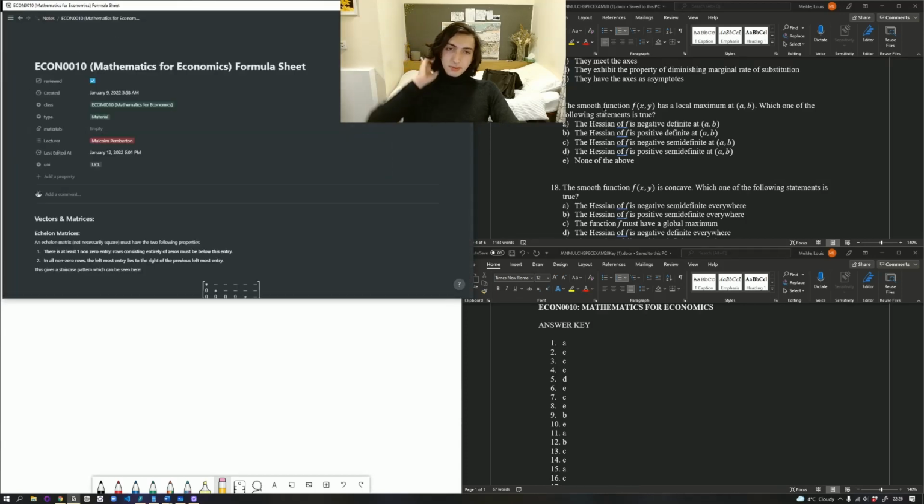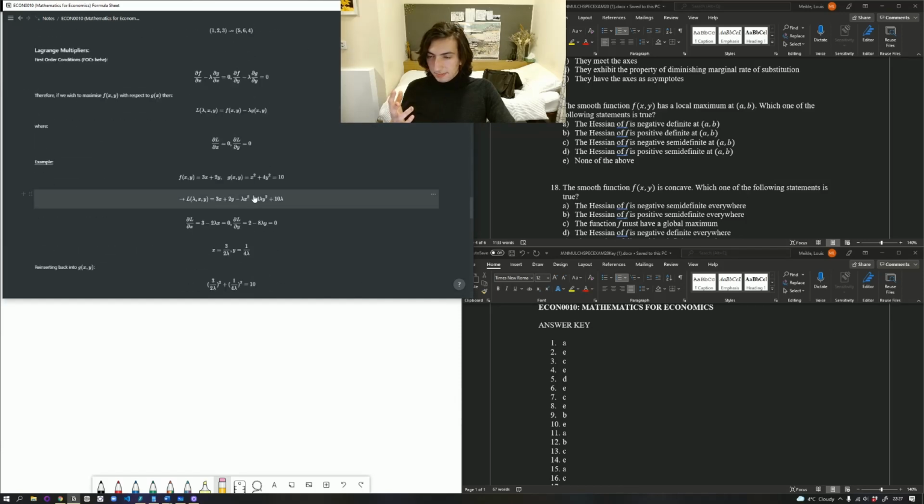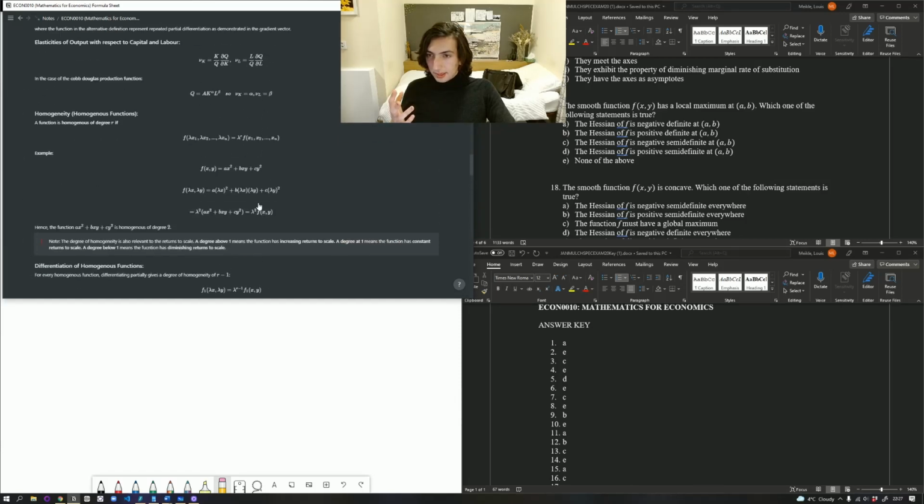Okay, so we see here we've got a smooth function with a local maximum at (a, b). So it's any such point. If it has a maximum at any specific point, then we need to find at that point what the Hessian matrix is. Okay, what the formulas say, if I can find them.